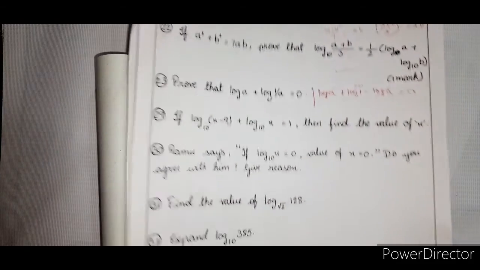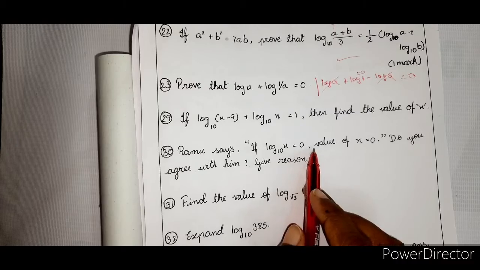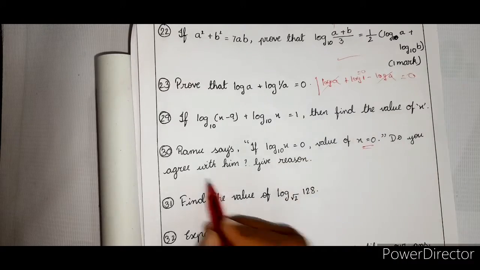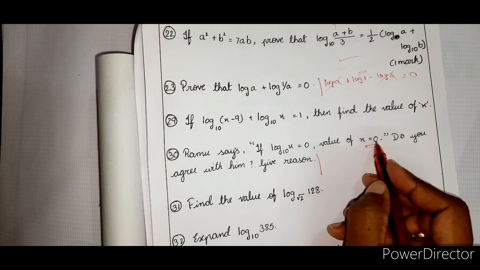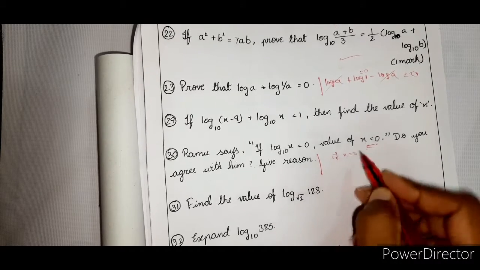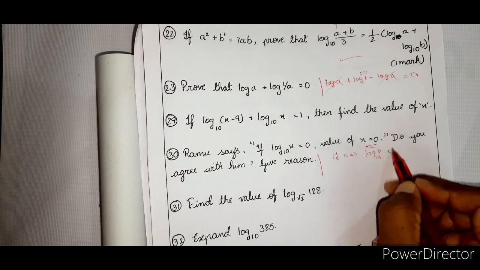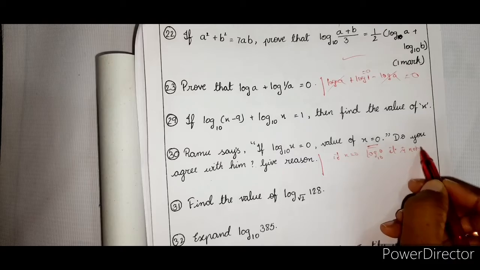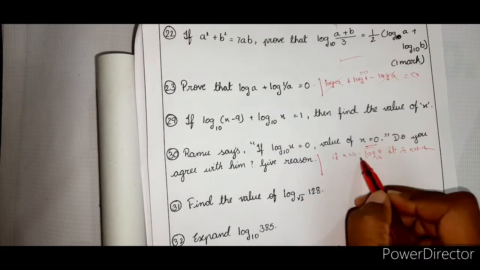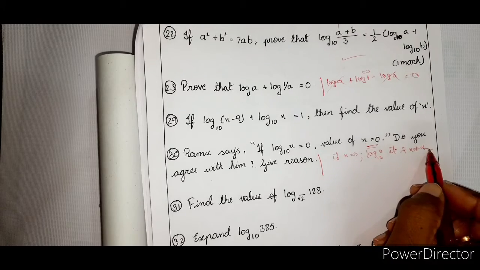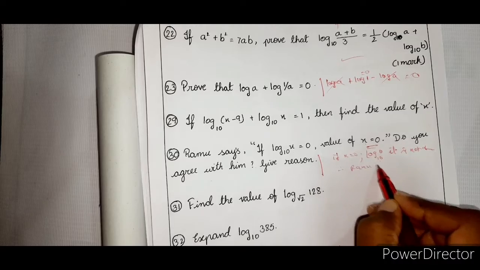Right. Now, let's see the next one. Ramu says, if log x base 10 is equal to 0, the value of x is 0. Do you agree with him? Give reason. I am writing here only. See, if x is equal to 0, then I must define log 0 base 10. But it is not defined. Log 0 is not defined. So if x is equal to 0, log 0 base 10 is not defined. Therefore, Ramu is wrong.